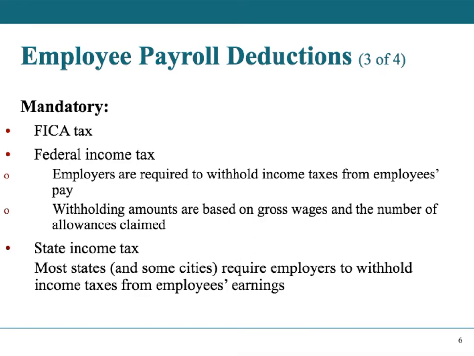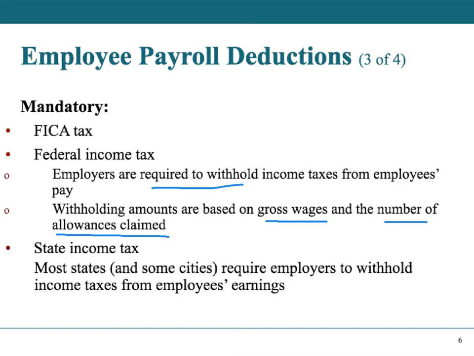Okay, what about other deductions? I already discussed the federal income tax, so that is required withholding, right? And withholdings are based on gross wages and the number of allowances claimed. So we'll take a look at the table so you know how it works.